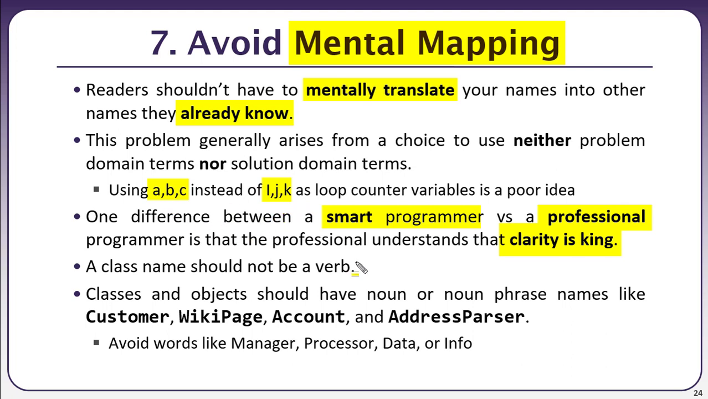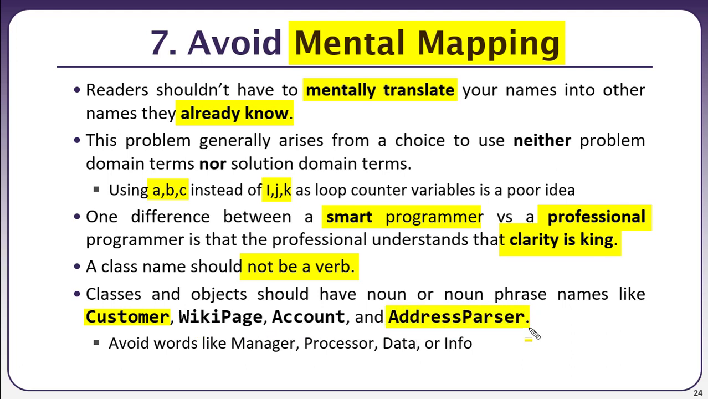Similarly, when we are naming classes, the name of the class should not be a verb, because whenever I see a verb, I will assume that this is the name of a function. So if that is actually a class, every time I see the name of a class which is actually a verb, I will have to mentally translate it, that this is not a function but a class. So classes and objects should have noun or noun phrase names, like customer is a class name, wiki page, account, address parser is a class name.